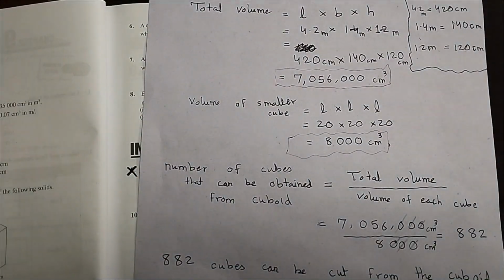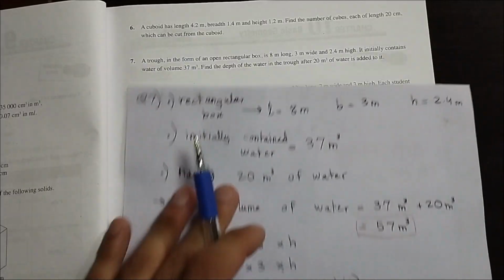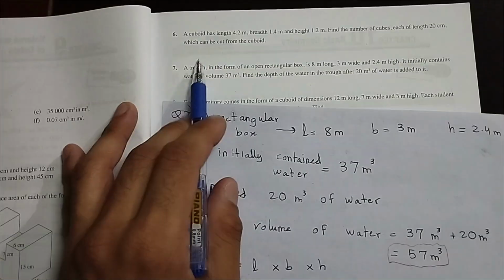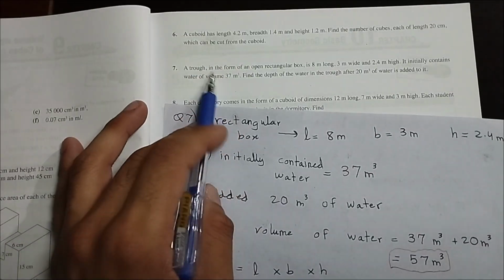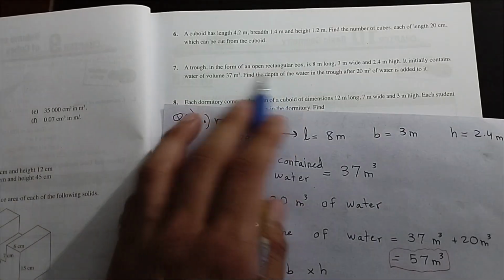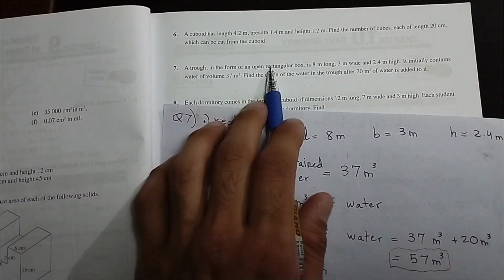Question number 6, that's it about question number 6. It was pretty easy. After question number 6, we have question number 7. We again have the trough. A trough question we have here. Trough is in the form of an open rectangular box. Now this is the important statement. It's an open rectangular box. We know what an open rectangular box is.